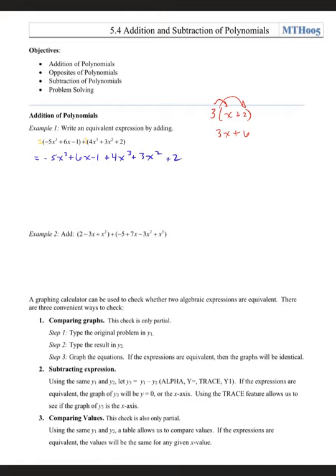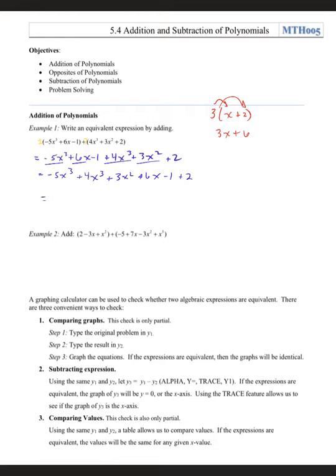Now what we need to do is combine our like terms. What I always recommend is to reorder it in descending order. That way it just makes it a lot easier. So the highest exponent here is going to be 3. So we have negative 5x cubed, and then we also have plus 4x cubed. The next highest degree is going to be plus 3x squared. Then we have plus 6x, and then a minus 1 and a plus 2.